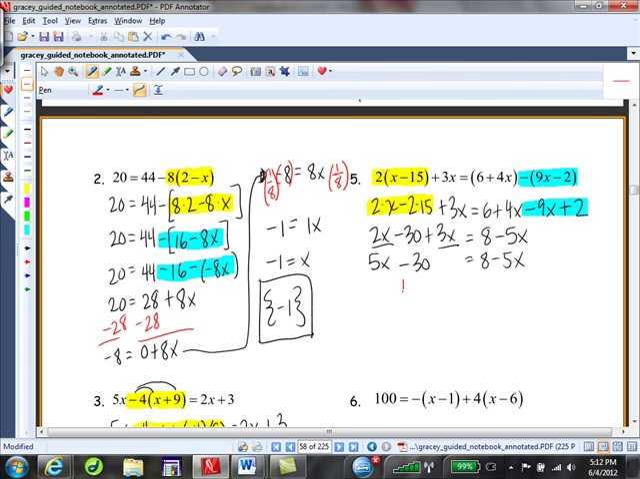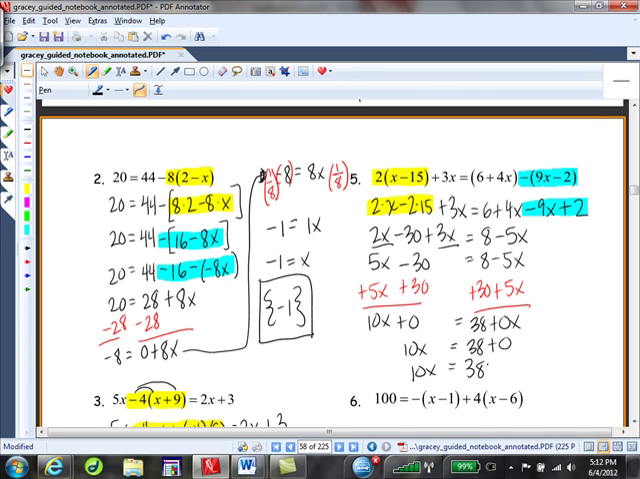I'll go ahead and get these x's on the left side this time and the constants on the right side. Okay, so I'll need to add 30 to get rid of that one. So I'll add 30 here, and then I need to add 5 x's to zero out that. So this will give us a result of 10 x's plus 0 is equal to 38 plus 0 x's. 10x is equal to 38 plus 0. 10x is equal to 38.